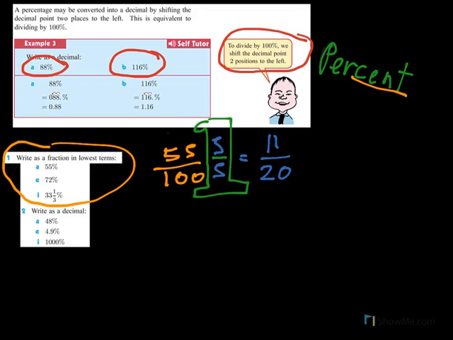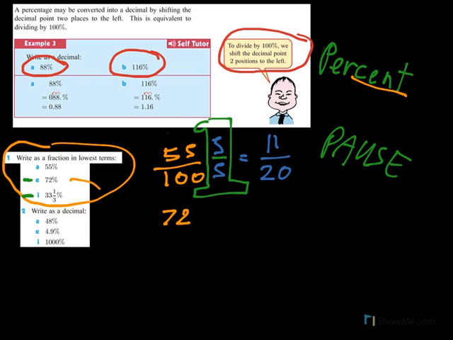Okay, let's try number E. And I want you to pause the video and try number E and try number I. E and I. Okay, let's see how we did here. I'll walk you through it.